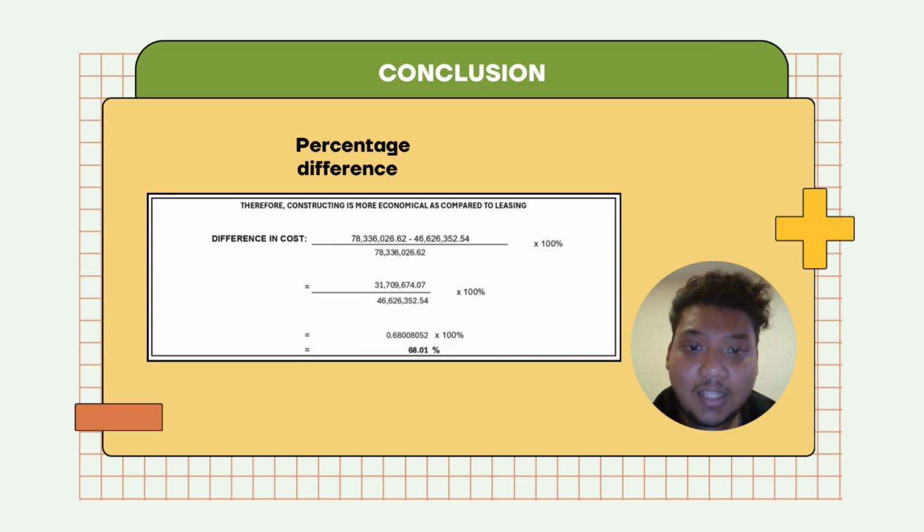Therefore, we know that leasing is 68% more expensive than constructing a new building. And therefore, the conclusion is that constructing is more economical as compared to leasing.